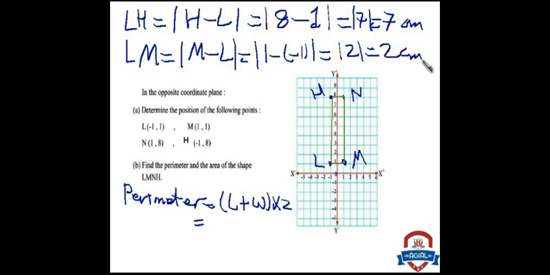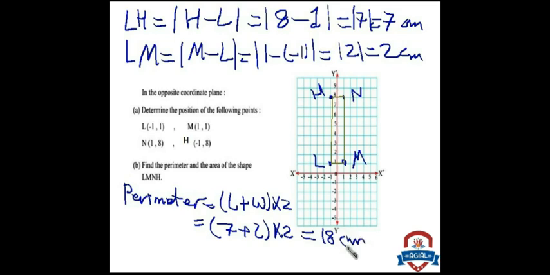And now we have the length, and the length equals 7 centimeters, and we have the width, and the width equals 2 centimeters. So the perimeter of the rectangle equals 7 plus 2 all times 2. 7 plus 2 equals 9. 9 times 2 equals 18 centimeters.